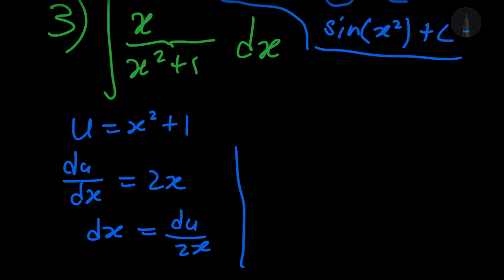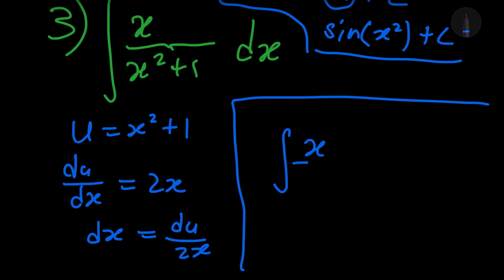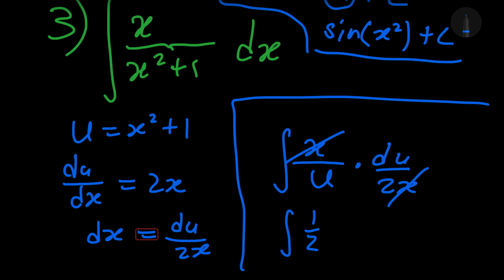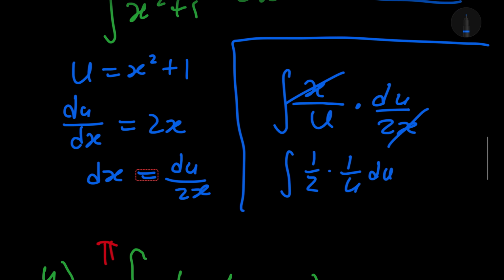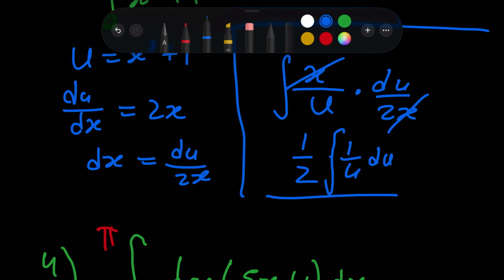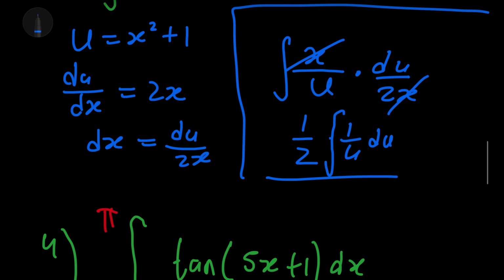So then we can substitute. So let's put another gap there. So after substitution, we get integral of x over u times du over 2x. Now I can cancel this x and I can cancel this x. And that leaves me with integral of 1/2 times 1 over u du. And what I can also do is I can bring this 1/2 outside, because in an integral, we don't care about the coefficient. 1 over 2 is just a coefficient, and we can factor it out. So if we factor that out, we get this, 1/2 integral of 1 over u du.